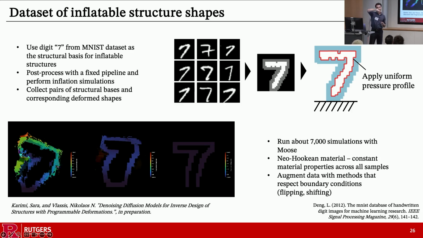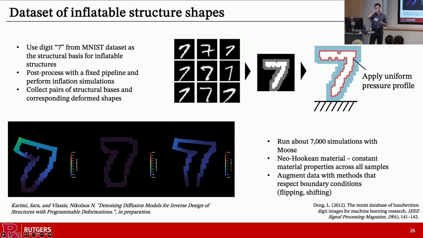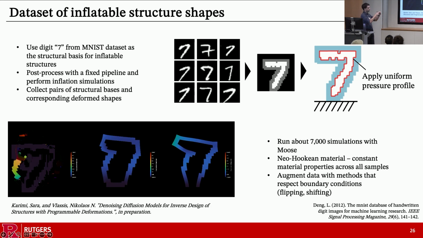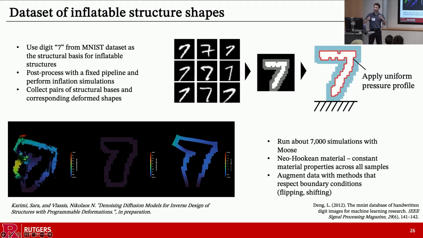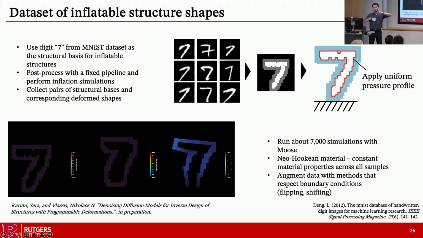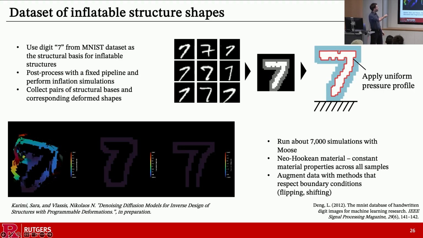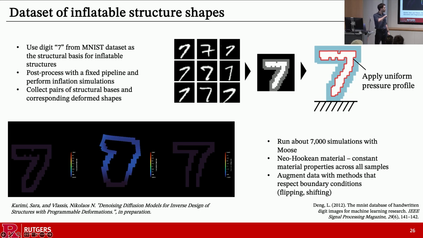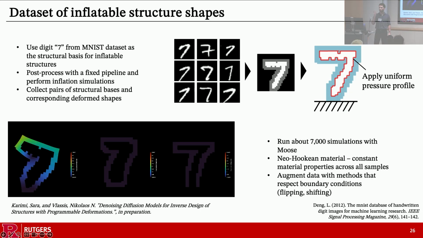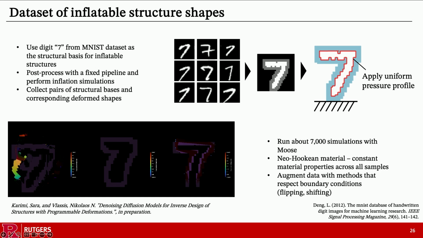Why the number 7? Because it kind of looks like a robotic finger, a soft robot finger, right? We fix the domain from the bottom, apply a uniform pressure profile that increases over time, and then we create a data set of deformed shapes and initial images. The idea here is to try to input the deformed shape, descriptors of the deformed shape, and design candidate structures that maybe we can 3D print. Okay. We generate 7,000 simulations with a Neo-Hookean material, but we can do a lot of augmentation that respects boundary conditions like flipping, shifting the images left and right.